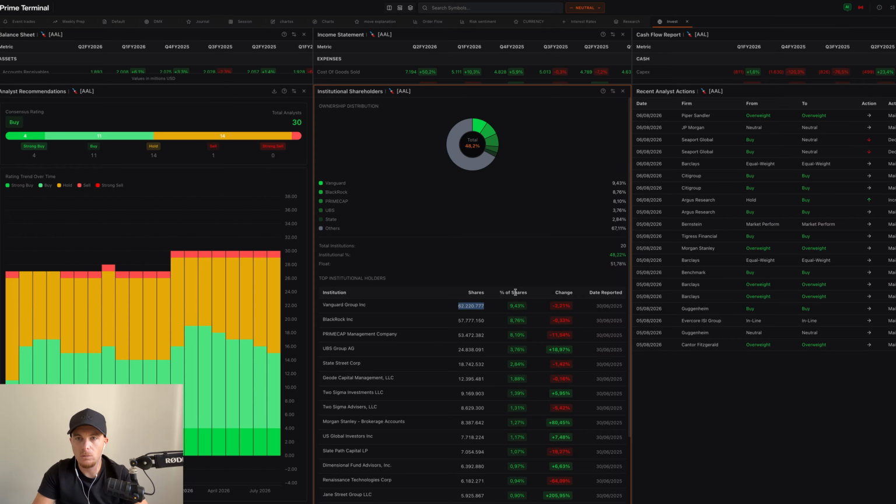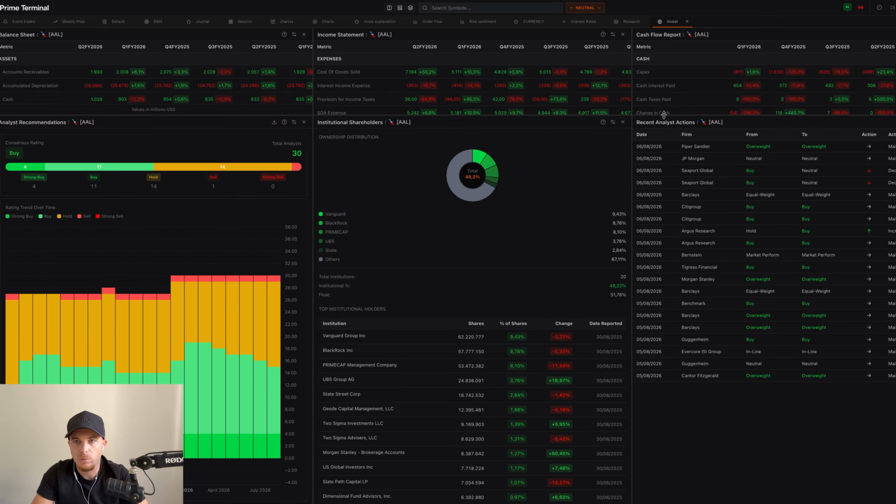And the last tool is the recent analyst actions. Inside Prime Terminal, you can access the recent analyst actions. So for example, you have the firm here, Piper Sandler, which would definitely maintain the position, and the position is overweight. And it was this week. Same for JP Morgan. They kept the position, they maintained the position, they went from neutral to neutral, nothing.